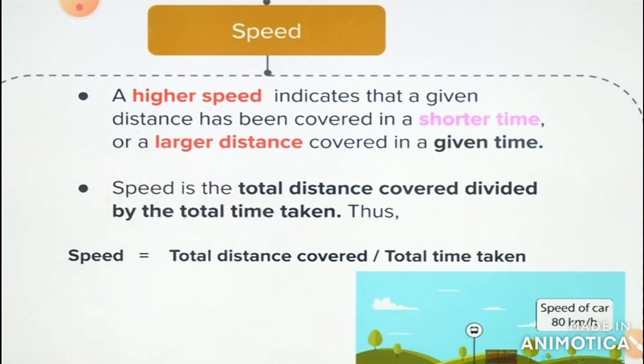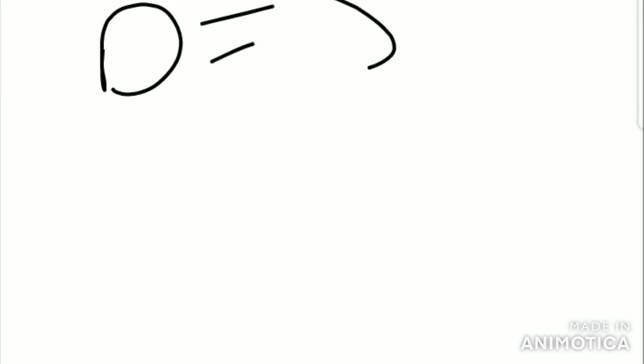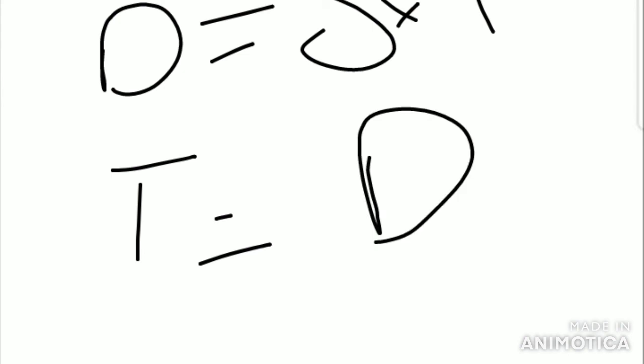In this formula we have some variations. Now I will show you the variations. We know that speed is equal to distance by time. I'll cross multiply this. This is the first variation, the actual one. Now we'll see the second variation: distance is equal to, by cross multiplication, speed into time. Now if I want time, then time is equal to distance by speed.